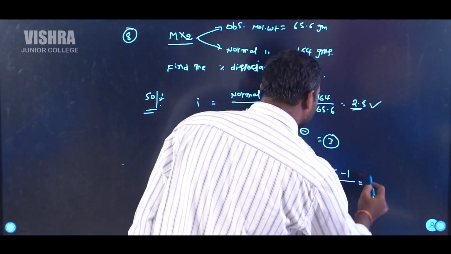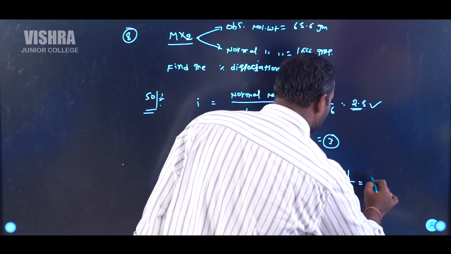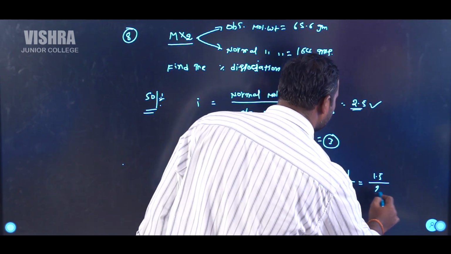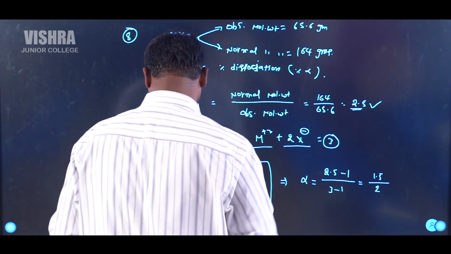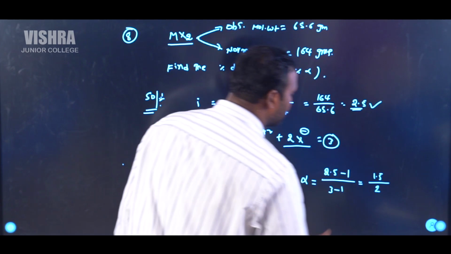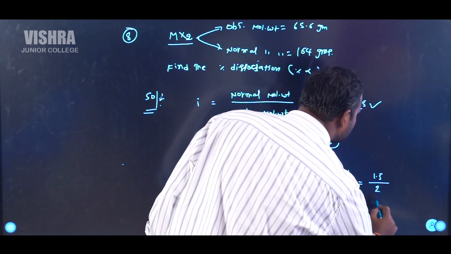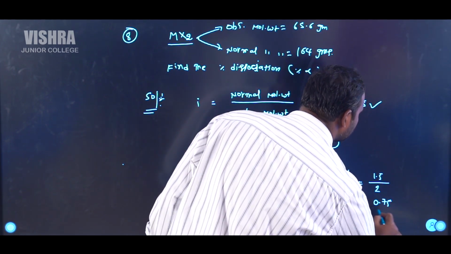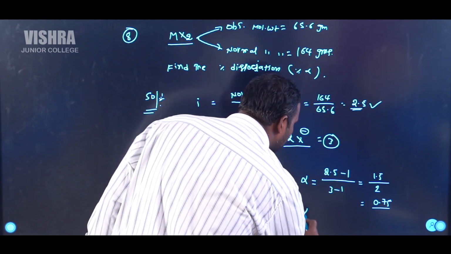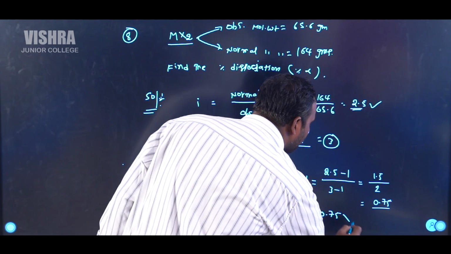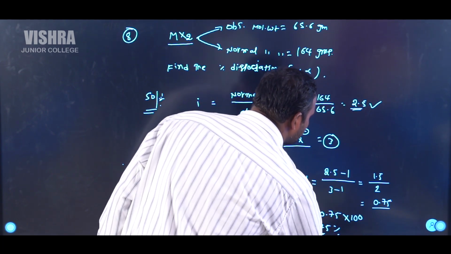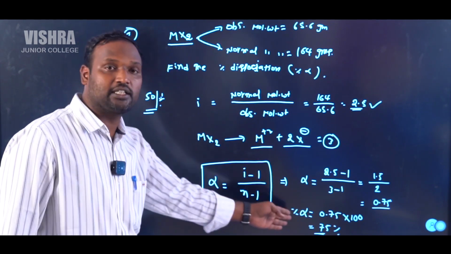So that is equal to 1.5 by 2, which means 0.75. It is the alpha value, but we have to find the percentage of alpha. Percentage of alpha is equal to 0.75 into 100, that is equal to 75%. So the degree of dissociation percentage is 75%.